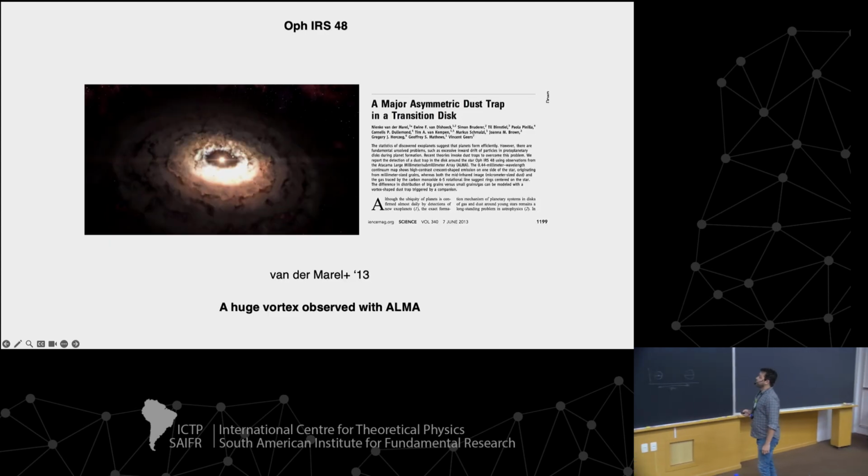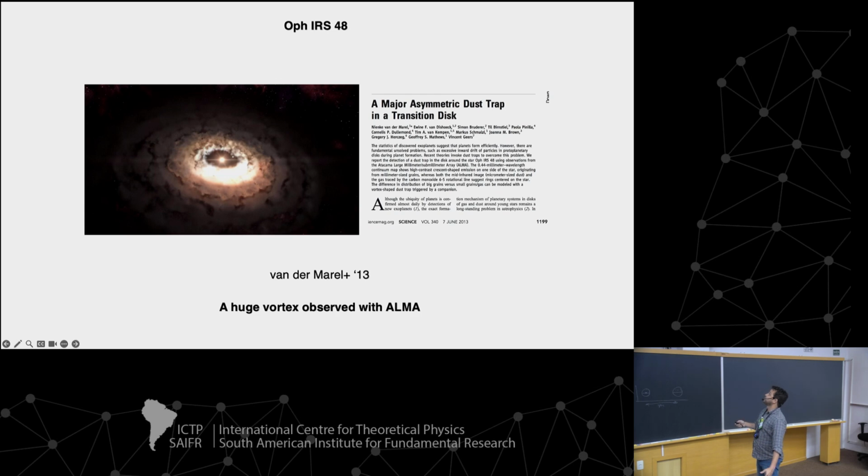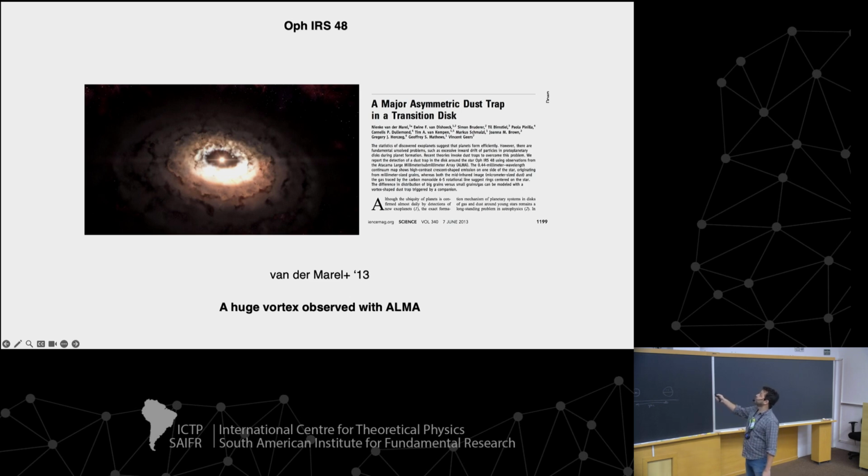This was from 2013. Was heralded as a huge vortex observed with ALMA. In the paper itself, they were a bit more cautious about calling it a vortex. They called it a major asymmetric dust trap because that's what is seen.